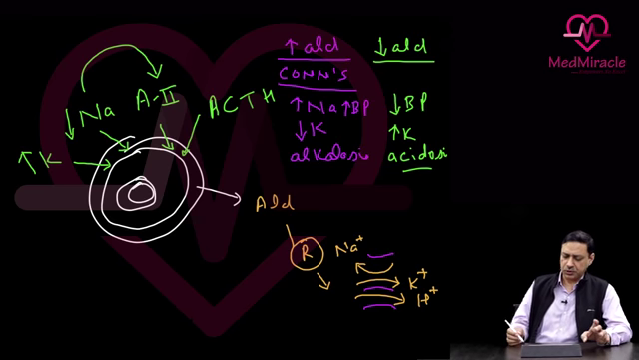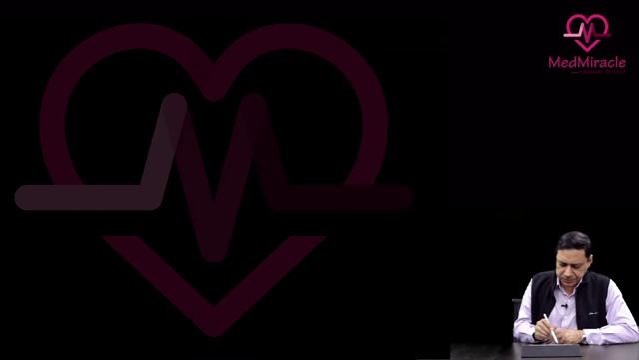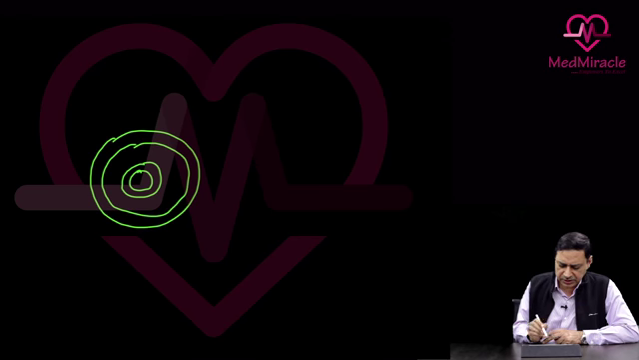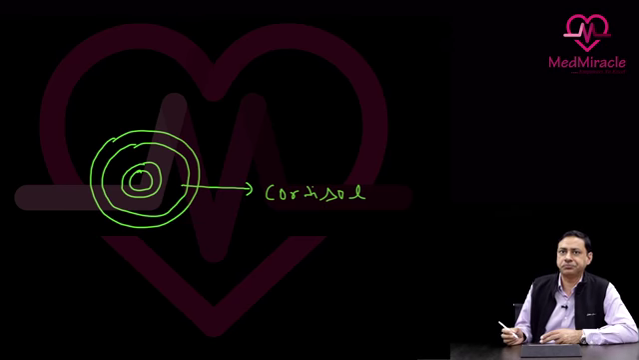Okay. Now, what is released from fasciculata? From this fasciculata, what is released? Cortisol. Okay. Just see this. Again, this is the adrenal gland. This is medulla, glomerulosa, fasciculata, reticularis. What is released from here? Glucocorticoid, cortisol. Cortisol is released from here.